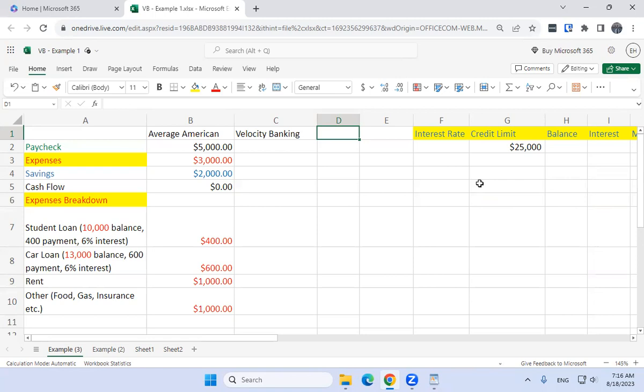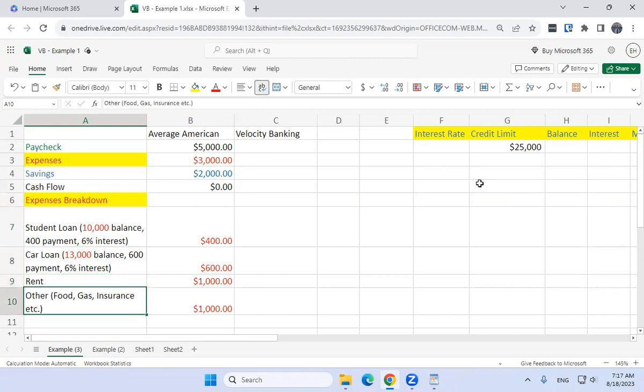First step is you need a budget, right? So here's the average American paycheck: 5,000. 3,000 expenses, 2,000 savings, and 0 in cash flow. Once we've done that, we have our expense breakdown here. Let's say this person is paying student loan, car loan, rent, and other things.